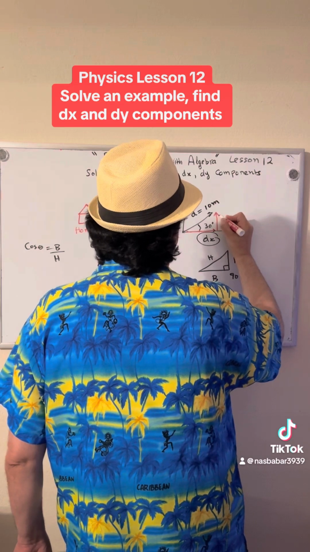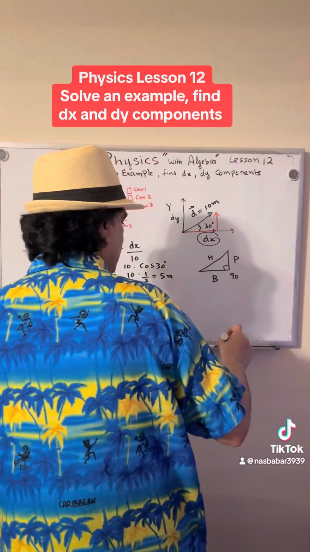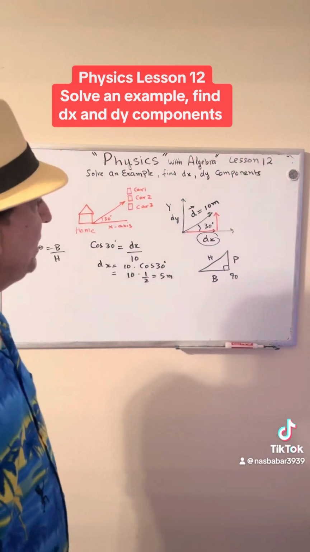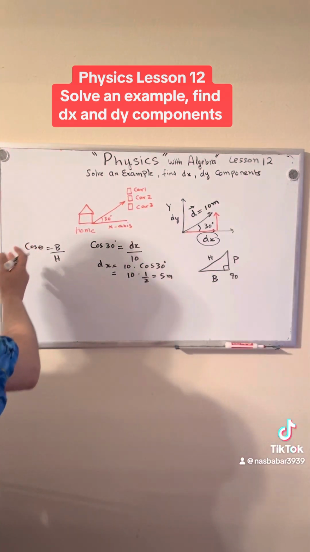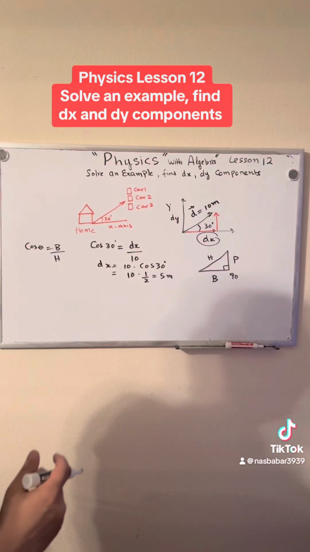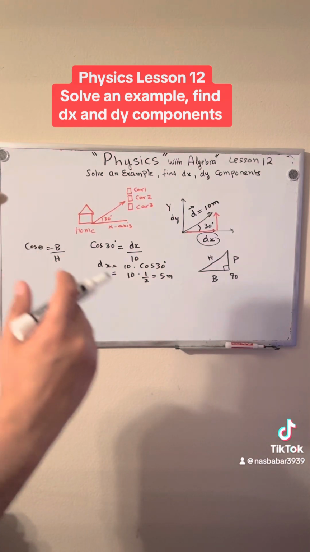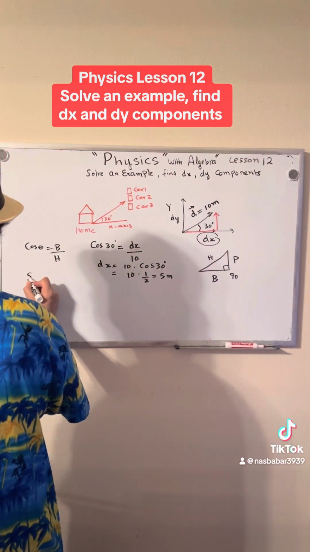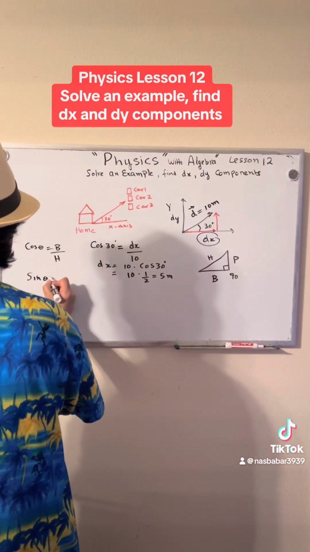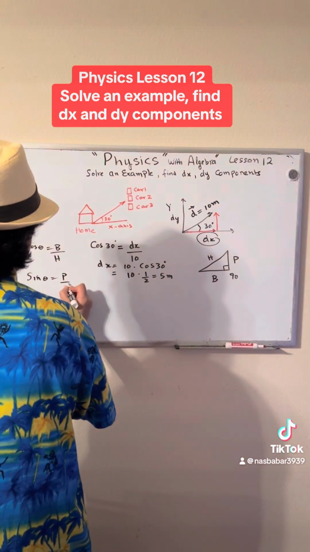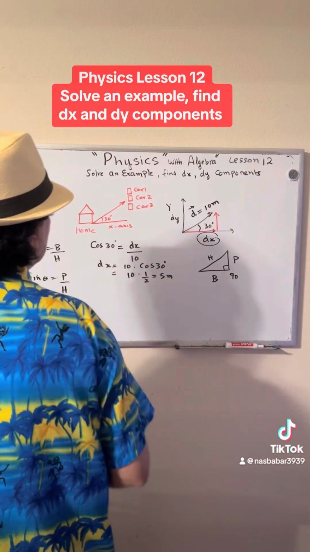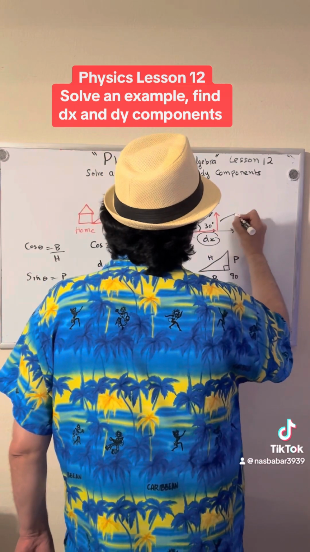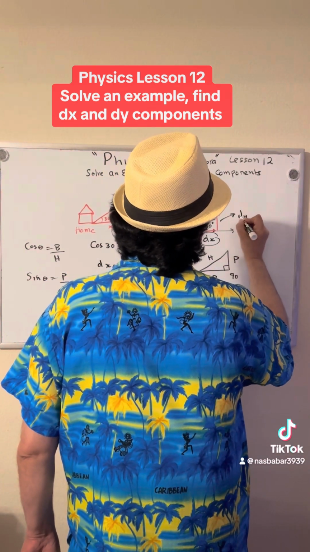Now we have to find dy, which is right here. So how do we find dy? If you recall from trigonometry, cosine theta is base over hypotenuse, sine theta is perpendicular over hypotenuse. So I can say sine theta is equal to perpendicular over hypotenuse. What is my perpendicular in this case? This right here, which is dy.